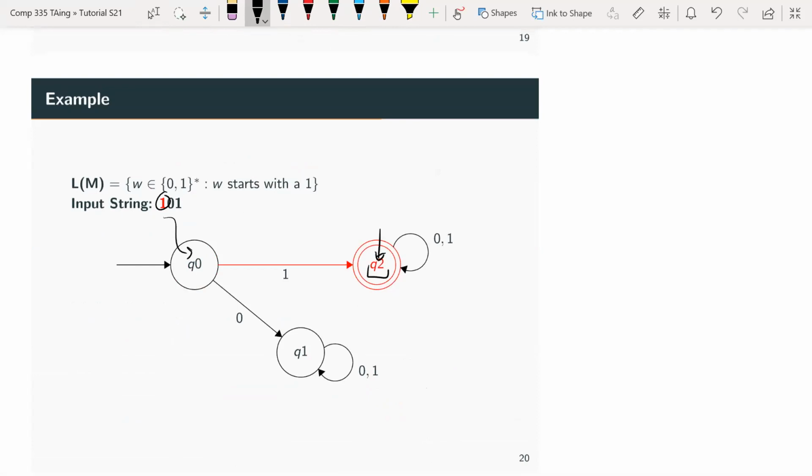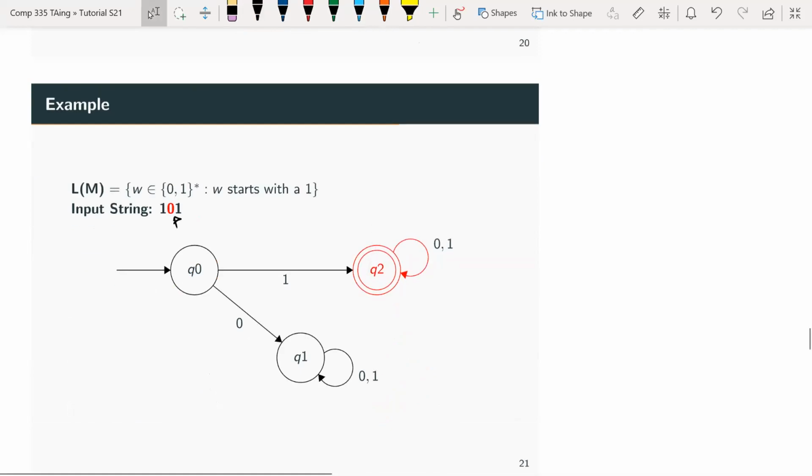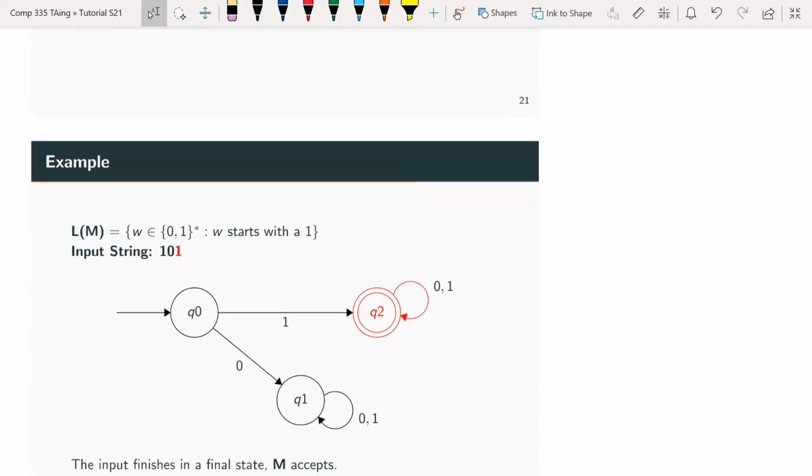Okay, so now I'm in Q2, and I'm going to start reading the next symbol of my string. The next symbol is 0. I'm in Q2, I read a 0, so I follow this directed edge, which tells me that if you're in Q2 and you read a 0, just go back to Q2. Now I've read the 0, so my pointer is now at 1. From Q2, I'm reading a 1, so I'm following this directed edge, and I end up back in Q2, because in fact delta Q2 1 is also Q2.